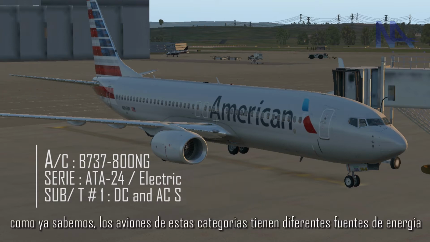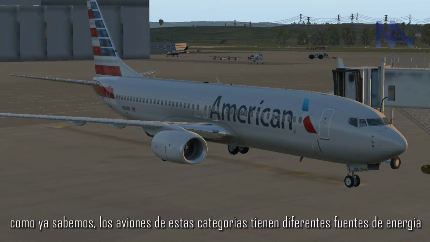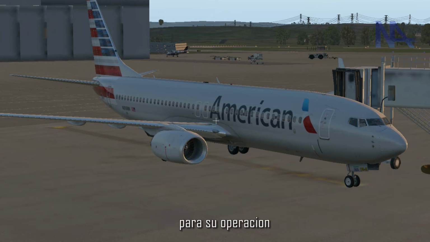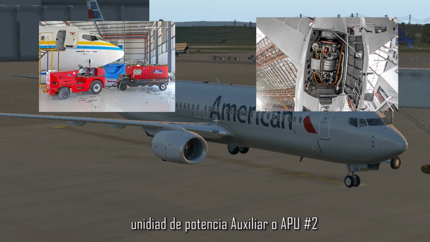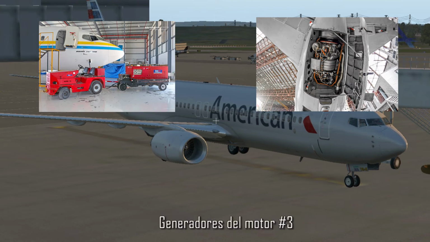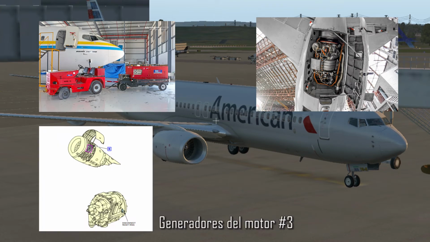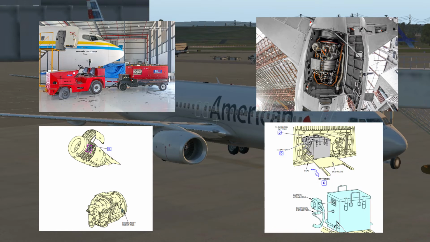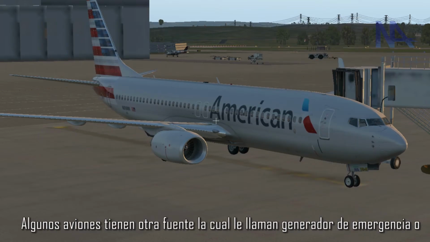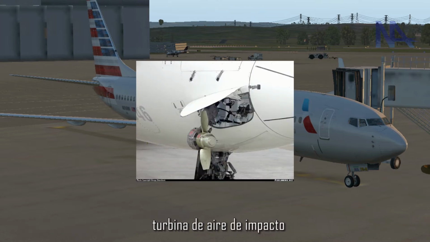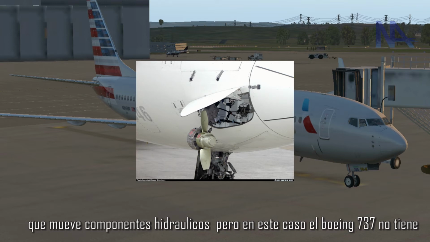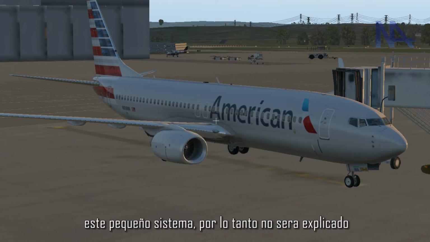As we know, guys, airplanes of these categories have different power sources for their operation. We have the external power unit, 1, auxiliary power unit or APU, 2, engine generators, 3, and finally batteries. Some aircraft have another source, which is called emergency generator or ram air turbine, that moves hydraulic components, but in this case the Boeing 737 doesn't have this system. Therefore, it won't be explained.